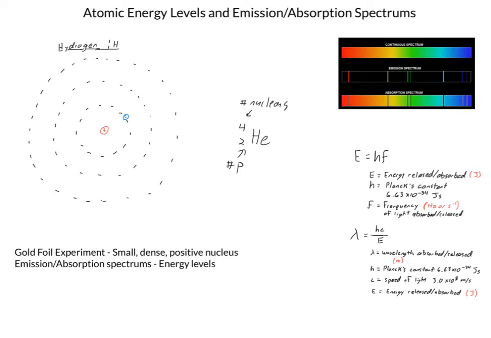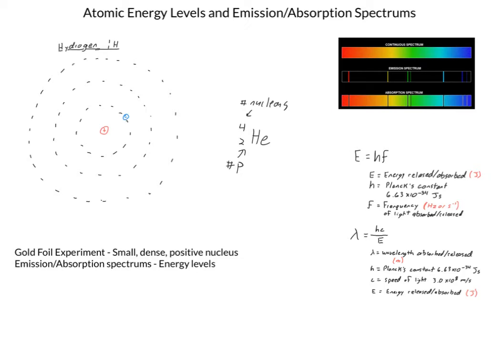The gold foil experiment found that there was a small, dense, positive nucleus inside the atom, but evidence for energy levels, which is called the Bohr model of the atom, the commonly drawn, most simple model of the atom that we would still use in modern time. These energy levels that we would say electrons orbit around on, it's an outdated model. The evidence of that is shown by emission and absorption spectrums.